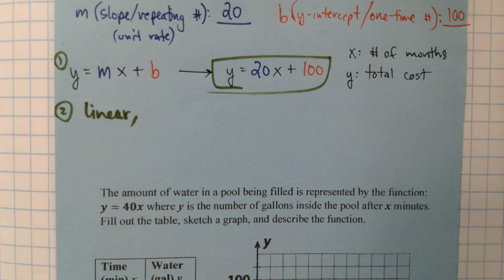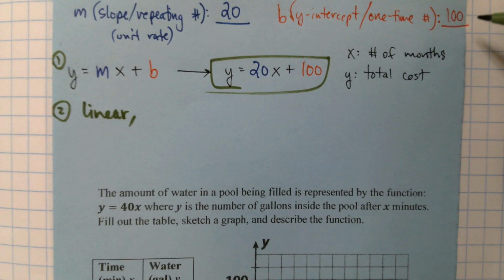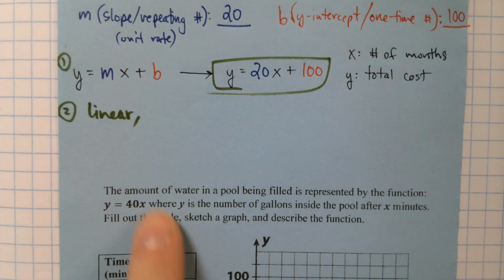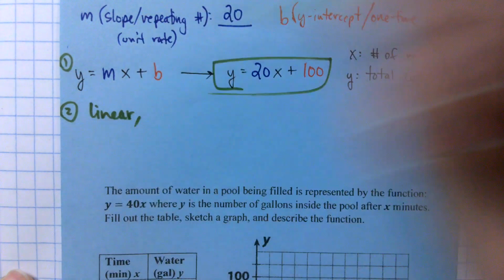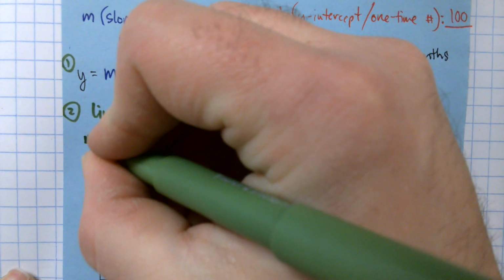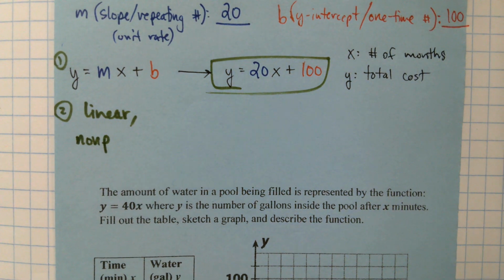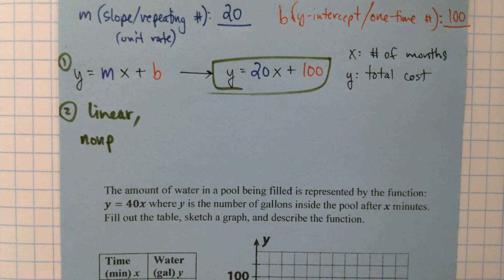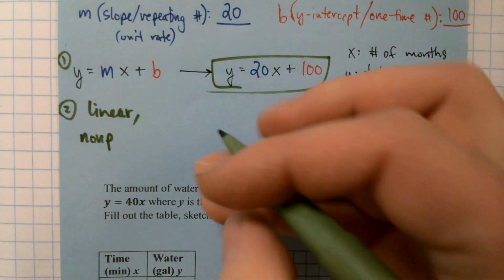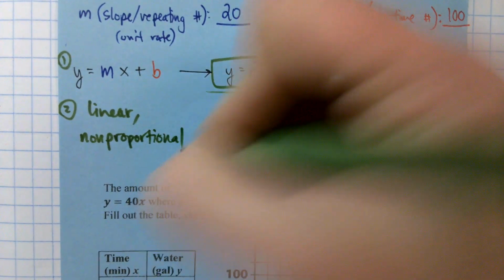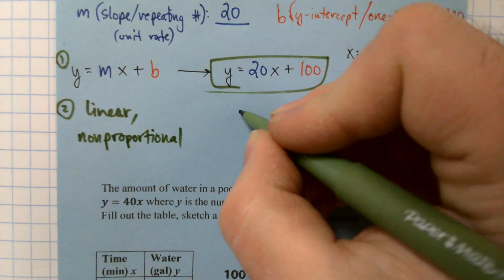The b. Do we have a b value? Yeah, we figured that out at the very start. My b is 100. So is this proportional or non-proportional? What do you guys think? Non-proportional. Now, if they said they're giving you a free phone plus $20 per month, that would be proportional because there is no upfront cost. Linear, non-proportional. There's my second part.